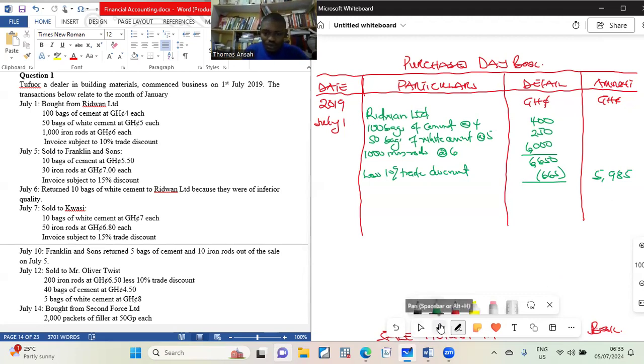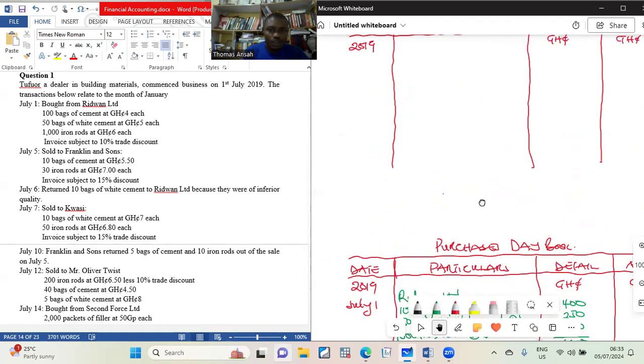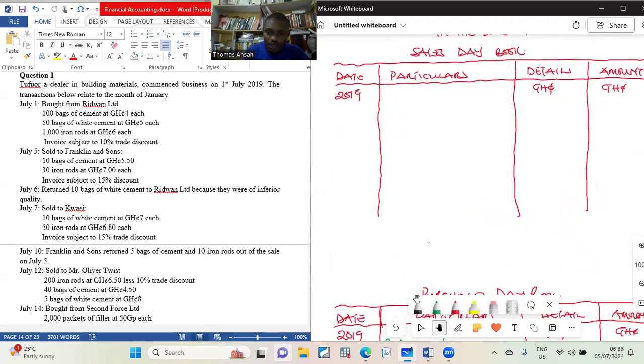So let's go to the sales that was done on July 5. The same thing. Very simple, right? July 5. They sold to Franklin and Sons. So you can underline it, put a semicolon there. They sold 10 bags of cement at 5.5. So 5.5 by 10 is 55. That's it.